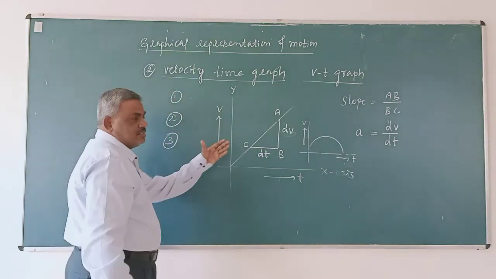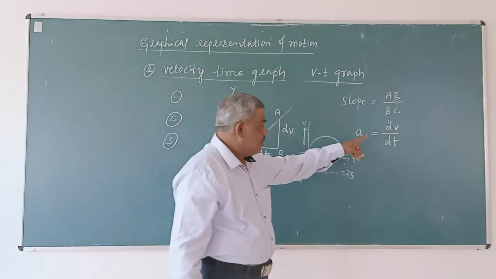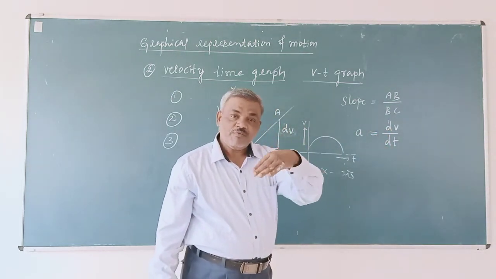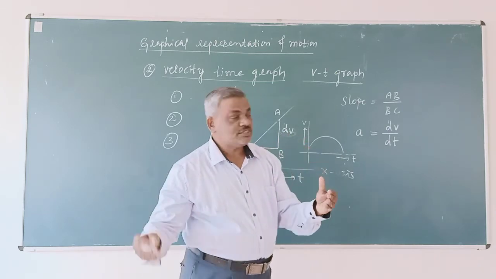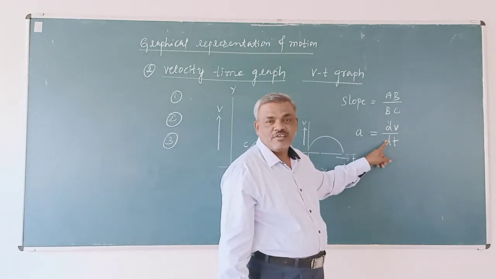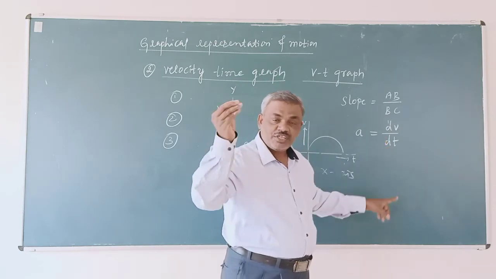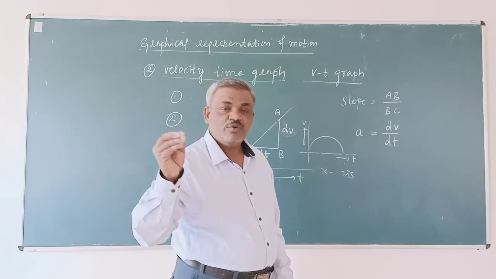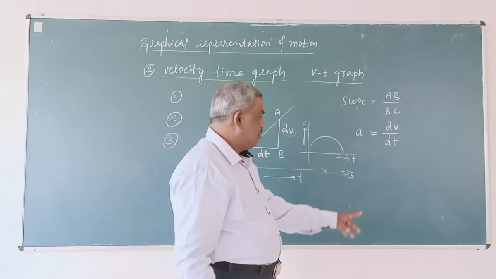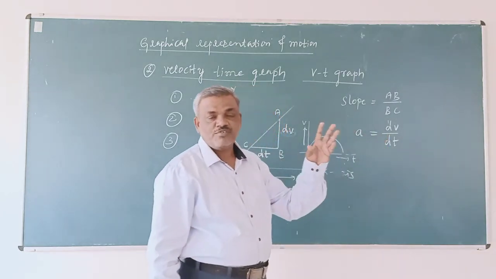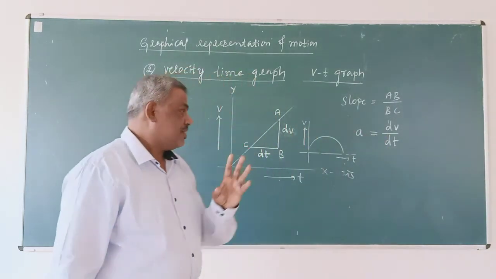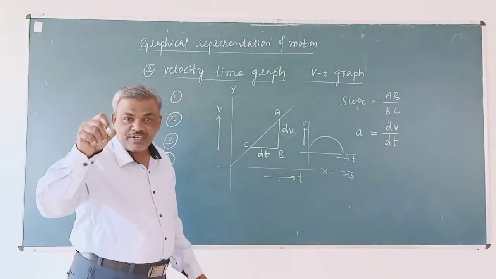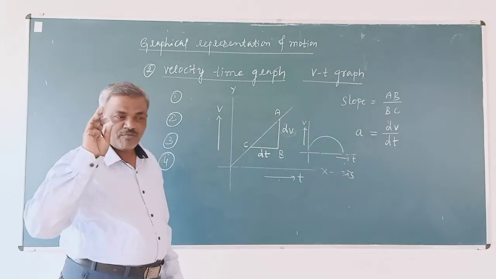And the third point, this graph helps us to find the instantaneous velocity. The value of velocity at any instant of time is called instantaneous velocity. The velocity at a particular instant of time is called instantaneous velocity. At what time the velocity is there, that value is represented as instantaneous. So this graph is used to find the instantaneous velocity. And the fourth one, this graph is used to find the displacement of the body. So here four points are there.